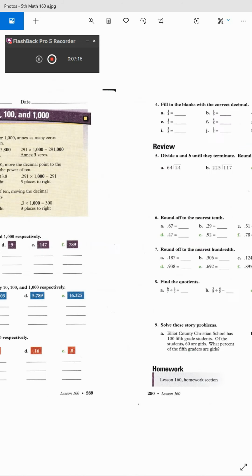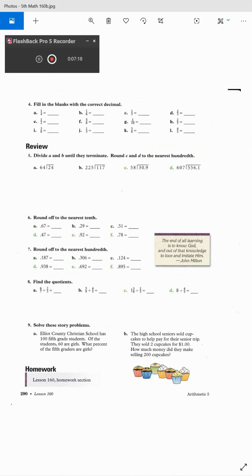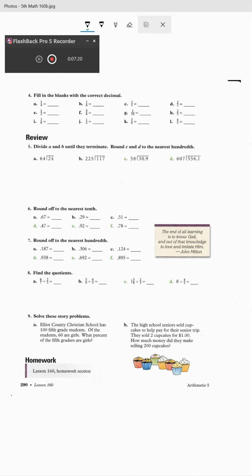Fill in the blanks with the correct decimals. These are the ones that I did with you on Zoom the other day. So the easiest one would be the 1/2. Let's do that one first. That one is 0.5.